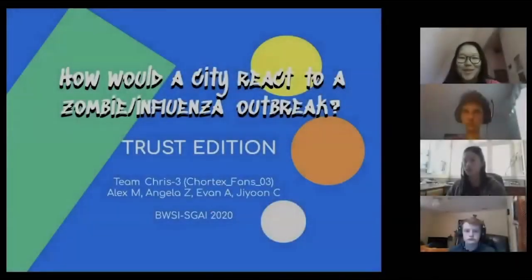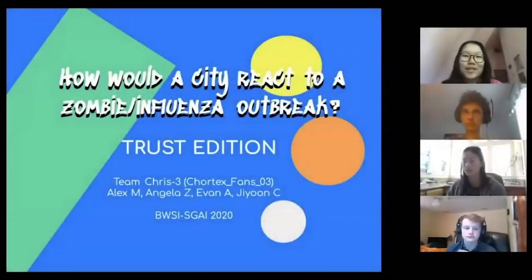Hello, we are Team Chris 3. I'm Jiyun and my teammates are Alex, Angela, and Evan. We are implementing a mod that closely represents the fluctuating trust levels of the city people.